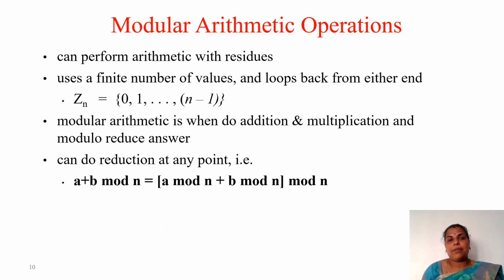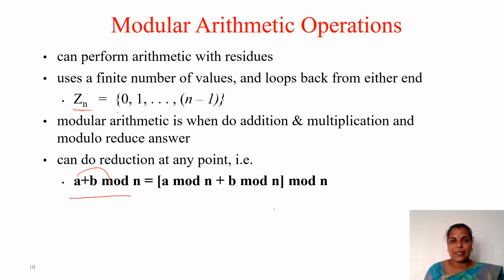Next is modular arithmetic operations. We can perform some arithmetic operations with the residues, that is the remainders. Here we are using a finite number of values that loop back from either side, that is Zn equal to 0, 1 up to n minus 1. Modular arithmetic is when we do addition and multiplication and we modulo reduce the answer. We can do reduction at any point, that is A plus B mod n equals A mod n plus B mod n, again mod n. The residue must always lie between 0 and n minus 1. We can perform as many reductions as possible.